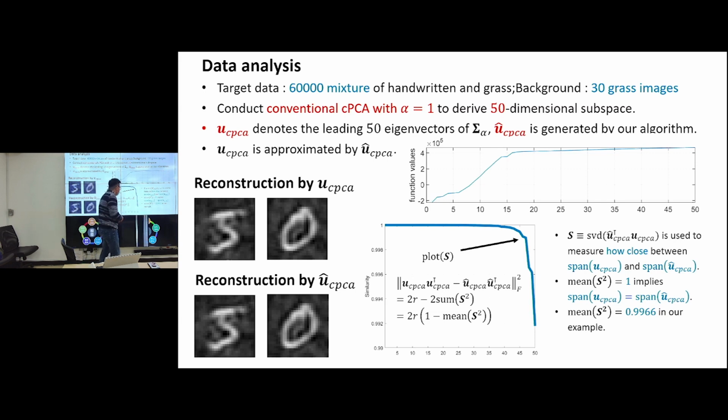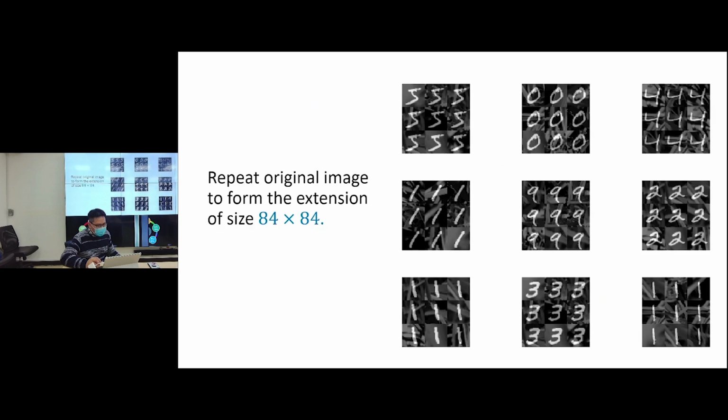So, if the mean of S squared is equal to 1, which implies these two projection matrices make no difference. That is, span of U CPCA is equal to span of U hat CPCA. And in our case, our mean of similarity is equal to this number. This is very close to 1. So that is the low dimensional case.